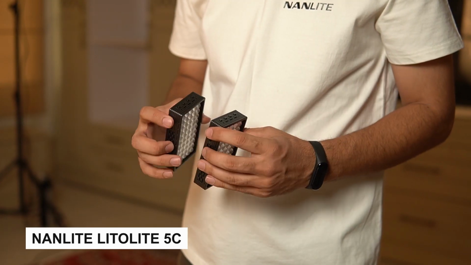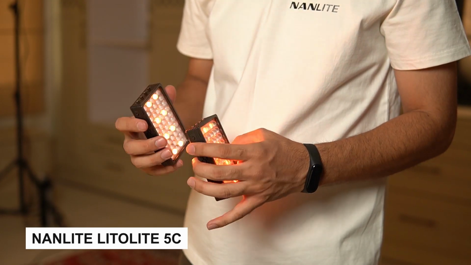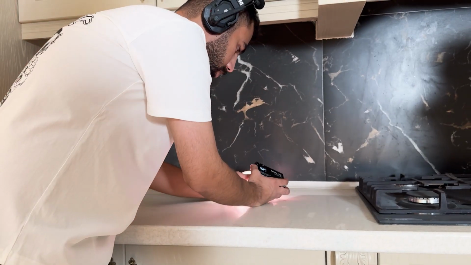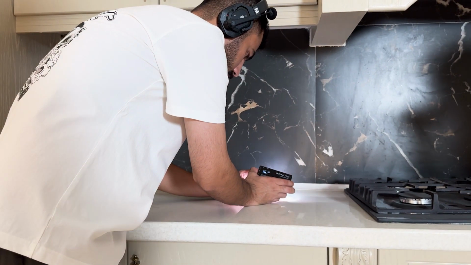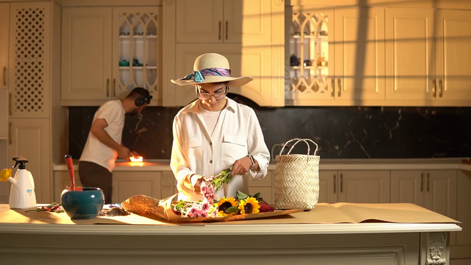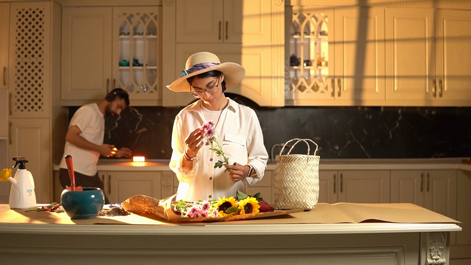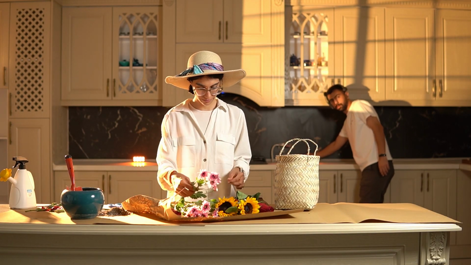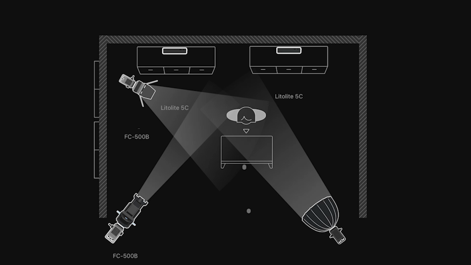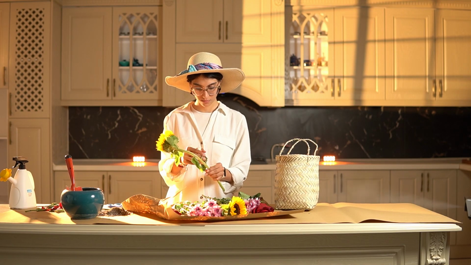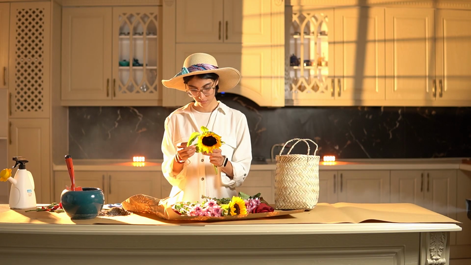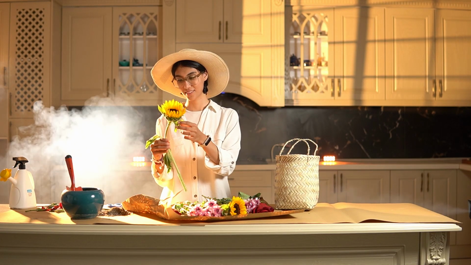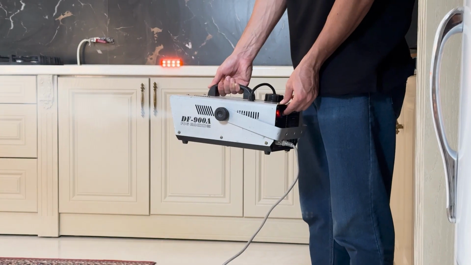To enhance our frame, I'm using two small but effective video lights called Lito Light from Nanlite, and I place them behind the subject. So far, 80% of our lighting is complete, but I plan to add a bit of fog to the image to showcase the ambient lights more. For this, I use a fog machine and fill my location with fog.